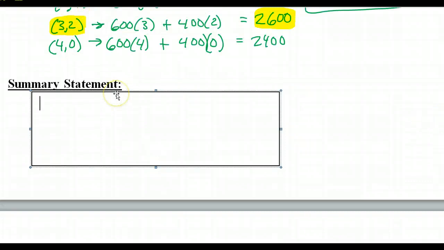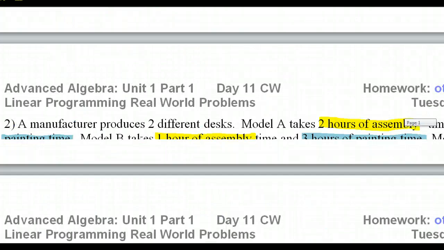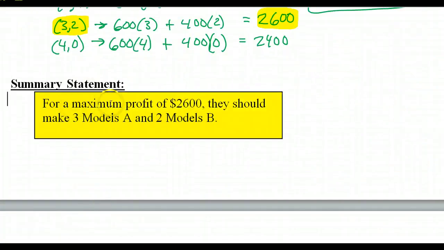Okay, so for a maximum profit of $2,600, they should make 3 model A, model B. Yeah, so for a maximum profit of $2,600, they should make 3 models A and 2 models B. All right, that is the end of number 2.